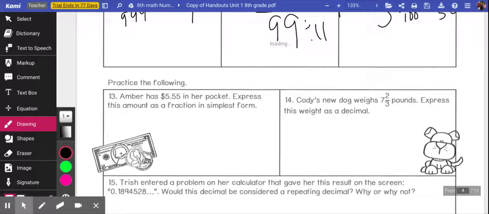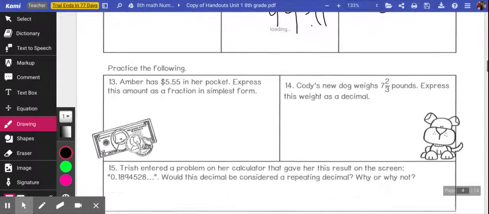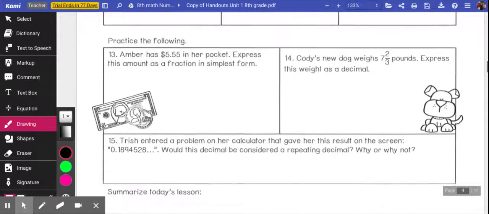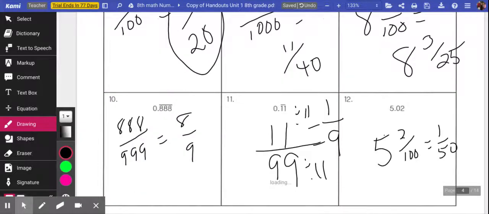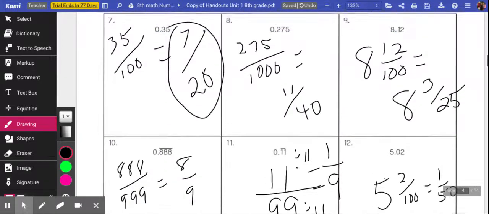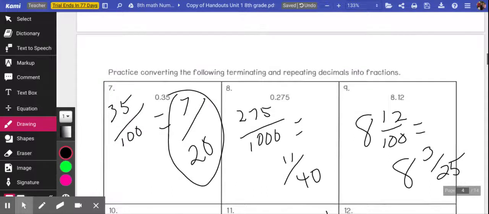So 7 2/3. So you're just going to bring down the 7, and then you're going to change that fraction into a decimal. And then this one, Trish entered a problem on her calculator that gave her this result. Would this decimal be considered a repeating decimal, and why or why not? So let's see your answers for these. So go ahead and pause. Okay, so you can check out the answers that I have here.